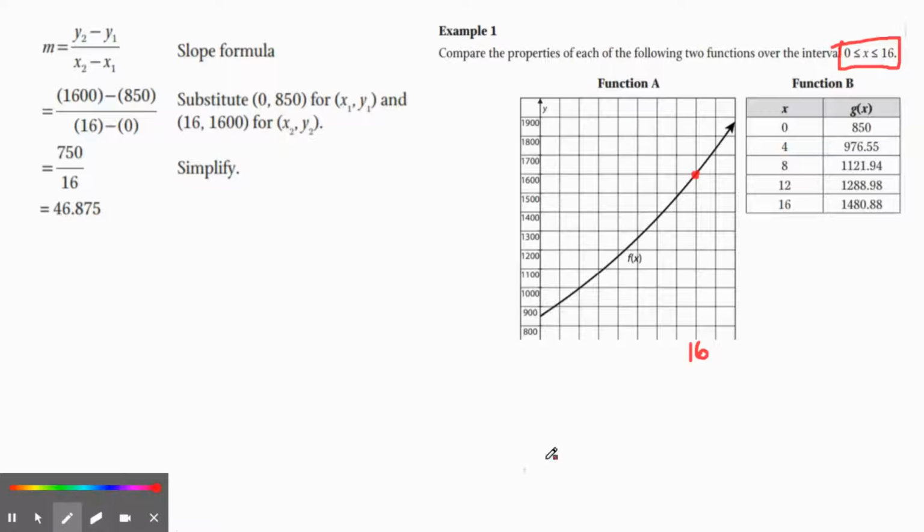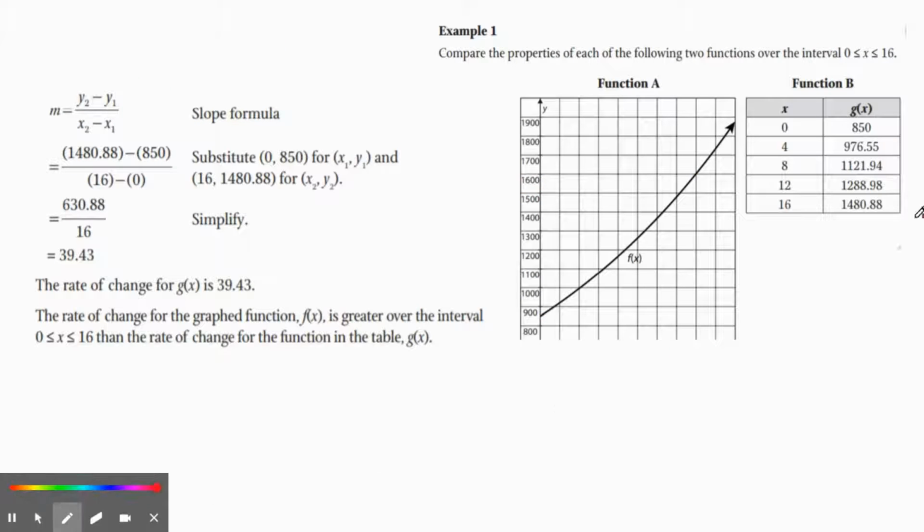So first things first, what is the y value when x is equal to 16? Well, it's basically, what's the y value here for the graph of function A? It's going to be 1600. So we're going to be using 16 comma 1600, and we're also going to be using 0, 850, because the other end of the interval is at 0. And we get 46.875.